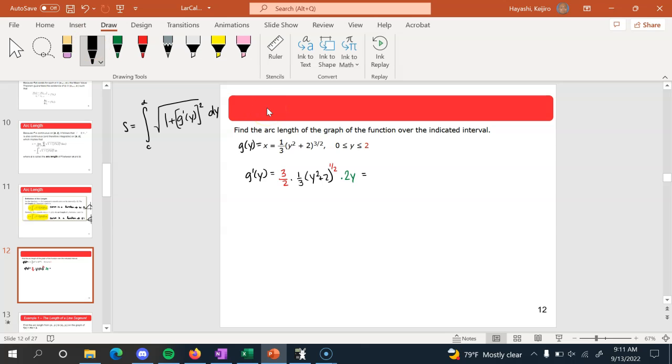Okay, simplifying this a lot, the 3's would cancel out, these 2's will cancel out, and it actually just becomes y times y squared plus 2 to the 1/2. That's g prime of y.